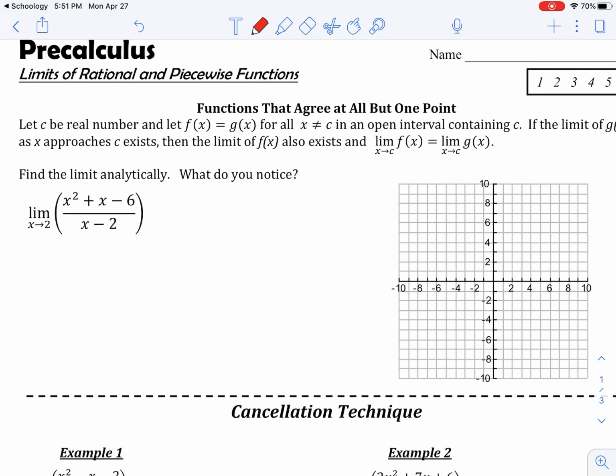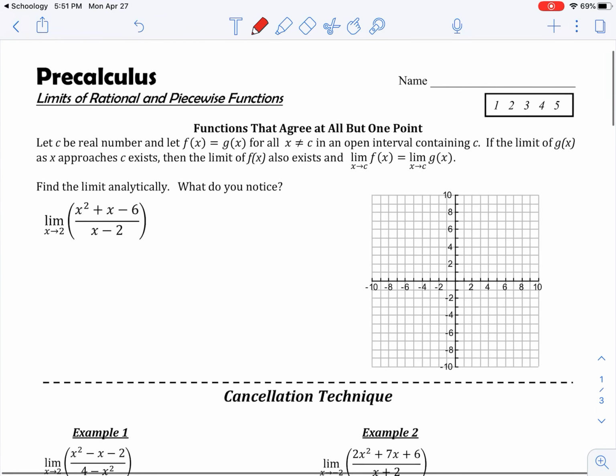So these are going to be functions that agree at all but one point. So let c be a real number and let f of x be equal to g of x for all x values not equal to c, in an open interval containing c. If the limit of g of x as x approaches c exists, then the limit of f of x also exists, and the limit as x approaches c of f of x must be equal to the limit as x approaches c of g of x. So let's see what that means, right?